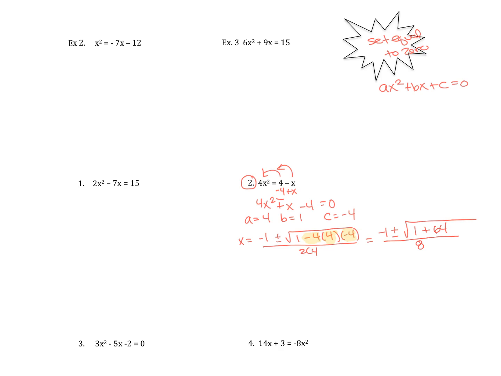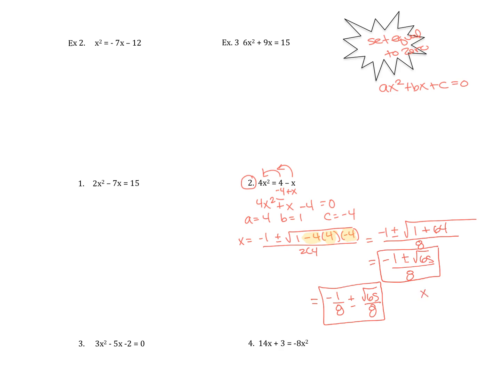So now this becomes negative 1 plus or minus the square root of 65 over 8. Now 65 is not a perfect square. I can leave my answer like this. I can also write it as negative 1 over 8 plus minus the square root of 65 over 8. This is the same answer. And I can also do this math.